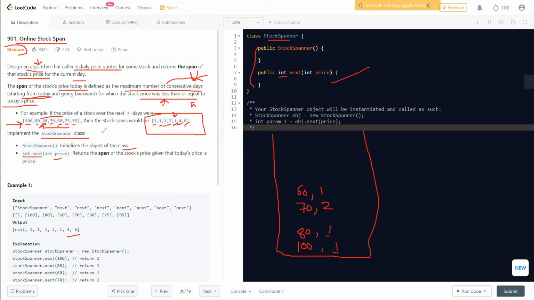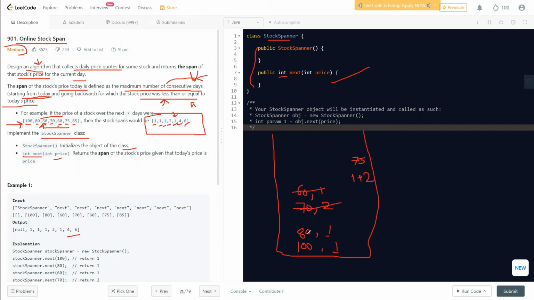Next we find 75. For 75, again the same thing. We first find 60, which has a value of 1, so for 75 we add 1. Once we find this value, we pop this element. Next we find 70 at the stack top. There we found 2, which is also less than 75, so we added 2. Then we pop this element.